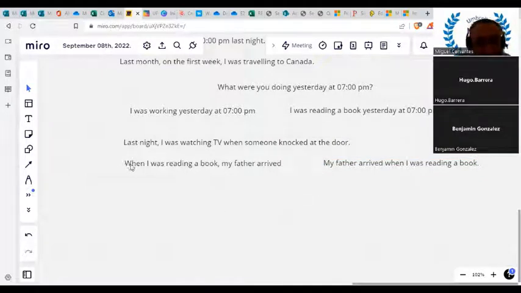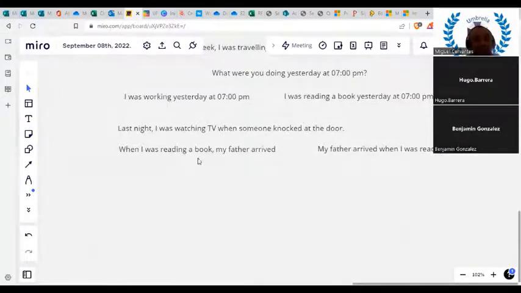Iniciar con when, pero recordemos, si iniciamos con when, tenemos que poner el verbo en past, simple past, sorry, past continuous, ¿ok? Si no iniciamos con when y lo ponemos en medio, we have to start with the simple past. Please, Hugo, can you tell me one example using past continuous and simple past, please? Yes.